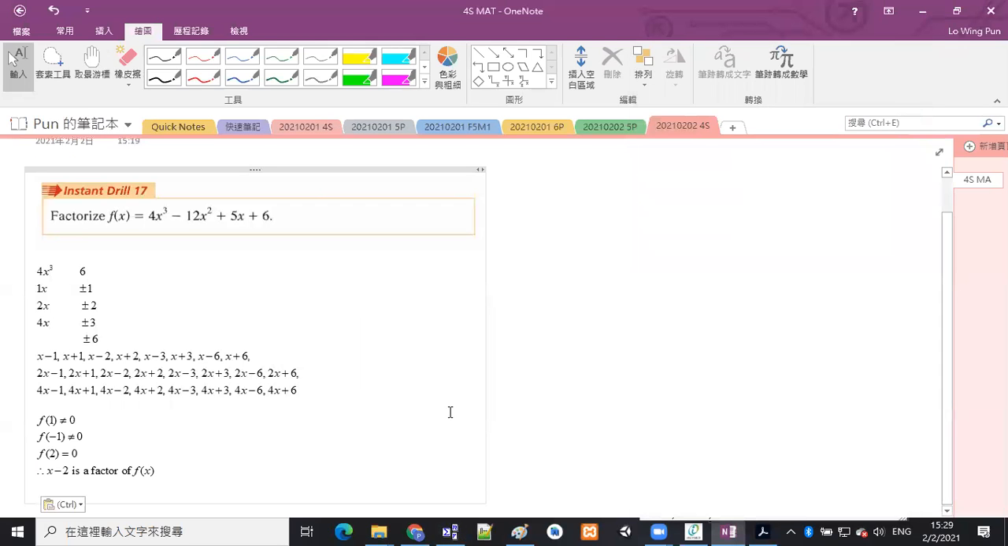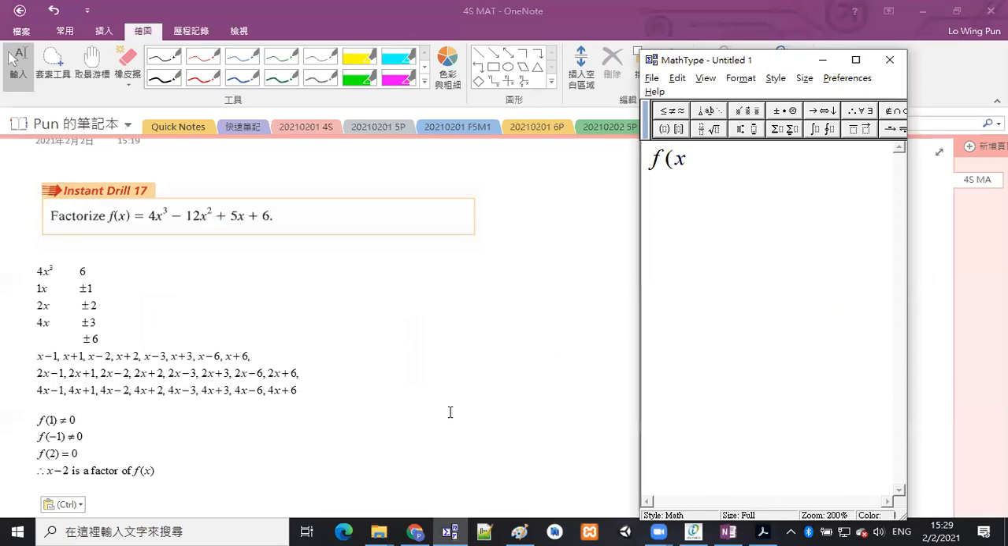So x minus 2 is the first factor, right? And then we can factorize f(x), which is 4x cubed minus 12x squared plus 5x plus 6, to be x minus 2 times a long bracket. But what is that long bracket? I'm going to use my method 2. So the square term should be 4x squared, and the constant term should be minus 3.